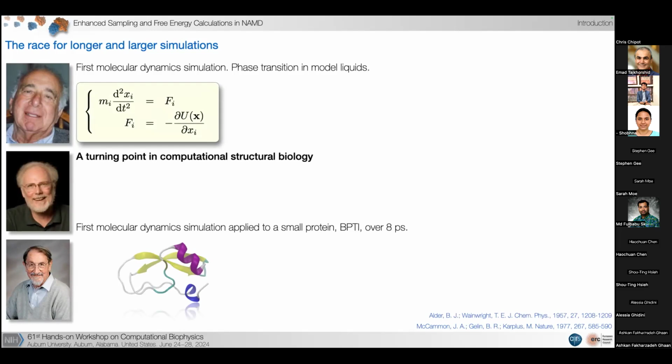Yesterday, you saw glimpses of that in Emad's talk, in Raphael's talk. A turning point, as far as we're concerned in computational biophysics, was 20 years after Bernie Alder's first simulation. That was the simulation of Martin Karplus, Andy McCammon and Bruce Gelin. You have to journey back in time.